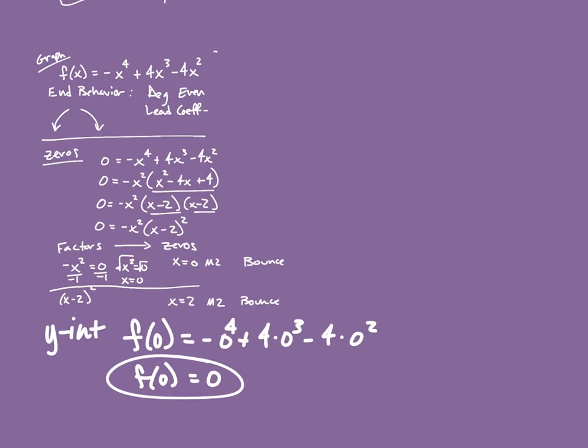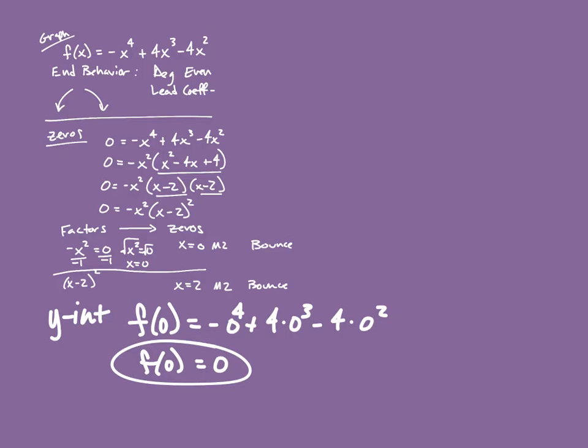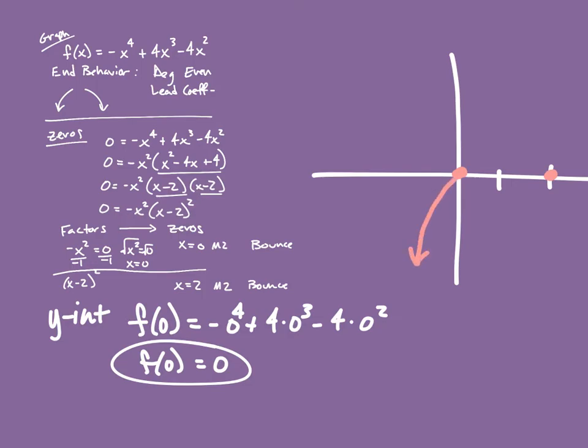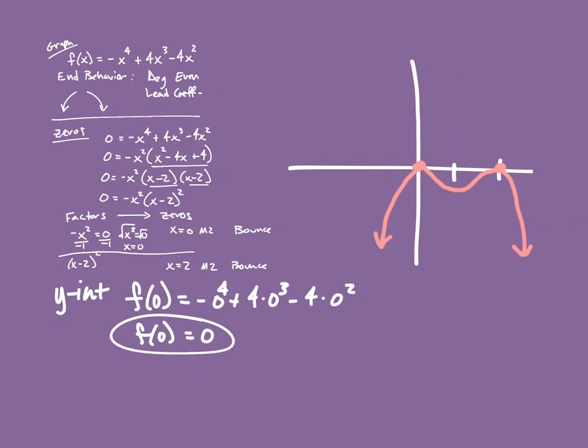Let's go ahead and put all this information together in a graph. What we know is that we have zeros at 0 and at 2, and we're going to bounce off. But we have to use the end behavior to draw our graph. So we're going to have our graph go down like that, and each of these bounces off at those values, and so then we can just draw our graph this way. And that's the idea. Let's look at one more example.